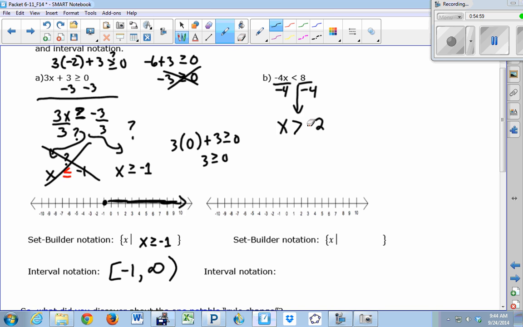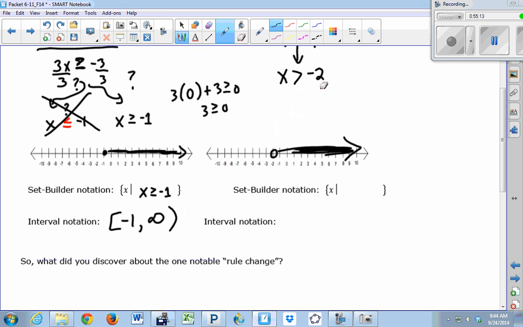If I take a number bigger than negative 2, let's take 10. Negative 4 times 10 is negative 40. That's definitely less than 8. So on the number line, I have an open circle at negative 2, and I shade everything to the right. Set builder notation, curly braces. It's the set of all x such that x is greater than negative 2. You literally just write your inequality right in there on the right-hand side.